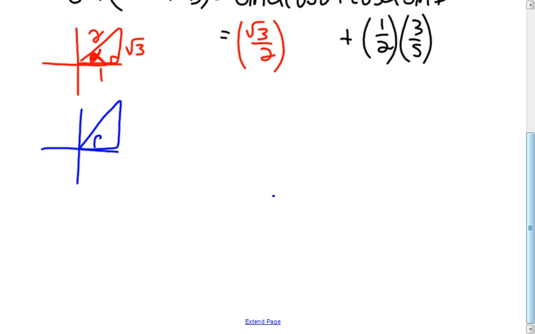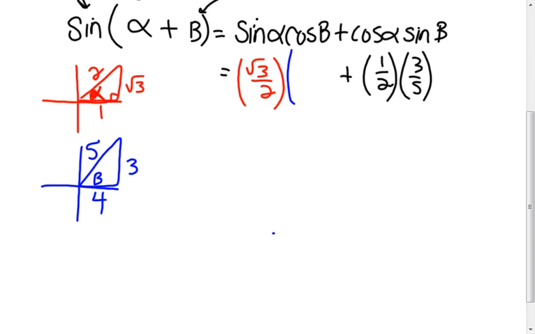Okay, so I'm in quadrant 1. This is angle beta right here. Sine is your opposite or your y value over your hypotenuse. So this will be 3, this will be 5, and then of course you can do a squared plus b squared equals c squared, and your adjacent or your x value will be 4. Positive 4 because you're in quadrant 1. So now when I go back up here, I can fill cosine at beta in. Cosine at beta is my x over my r, which of course is 4/5.